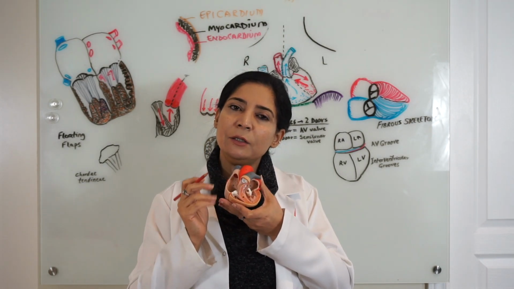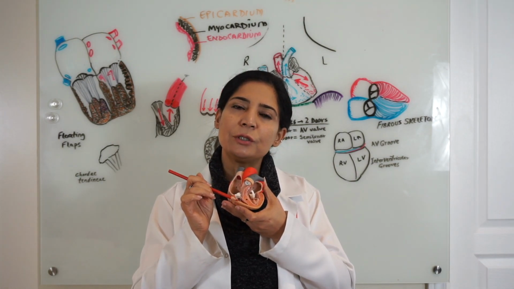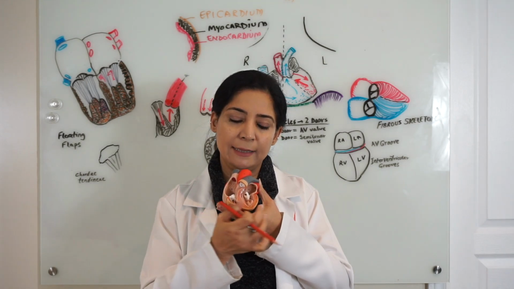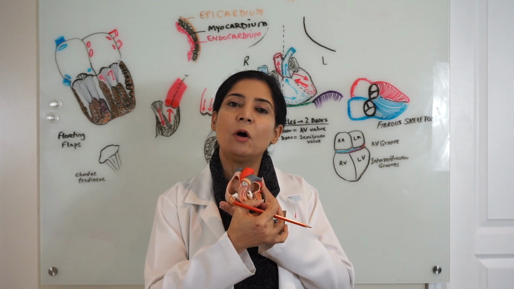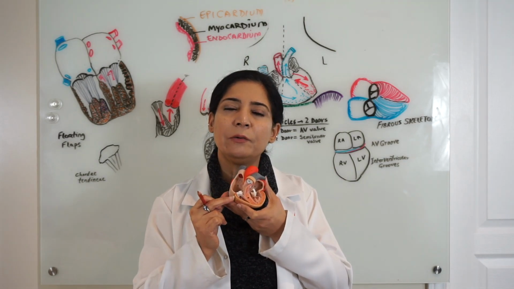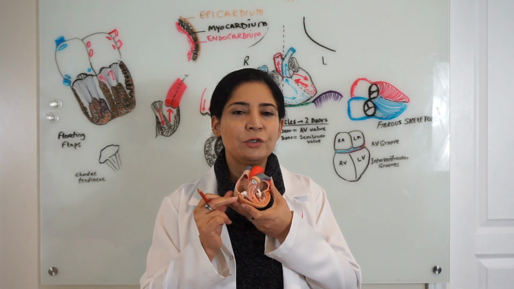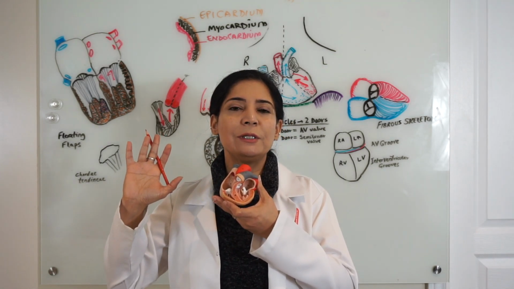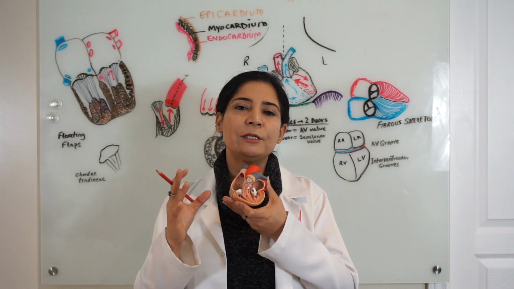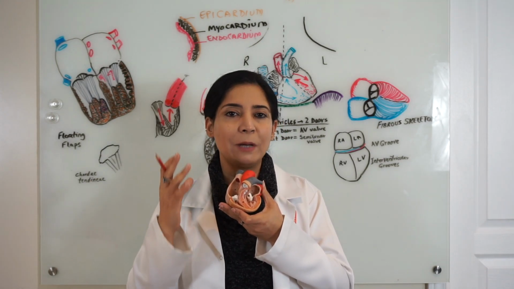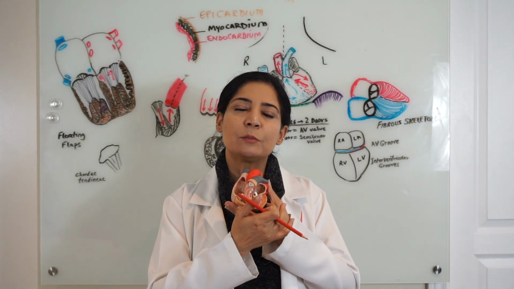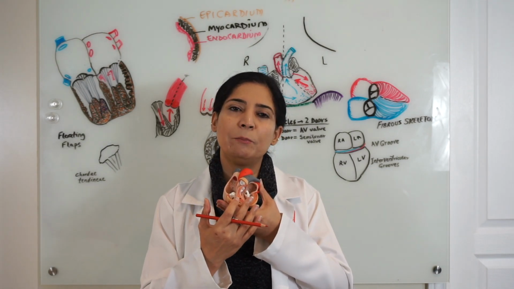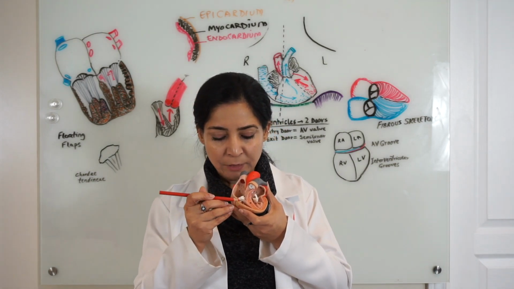On this model, you can appreciate that there is a marked difference between the thickness of the right ventricular wall and the left ventricular wall. The left ventricular wall is 3 times thicker than the right ventricular wall. And I have mentioned that the function of the left ventricle is to pump blood into the systemic circuit. So it requires a lot of power, and that's why its walls are lined with a huge number of myocardial cells. Okay?